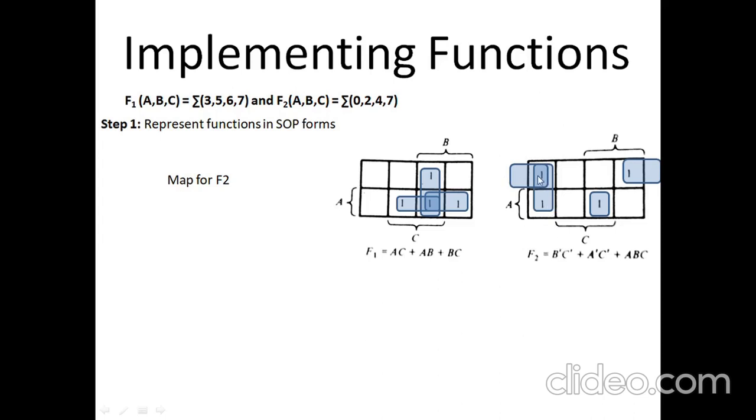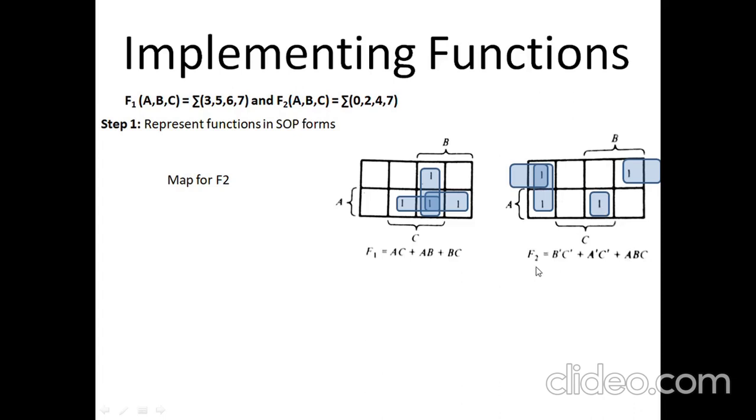Next, this square and this square form a group of 2 squares. So a prime and c prime. C prime covers this whole group. So a prime c prime is the product term for this second group. Next, we have the final single square group, which is covered by A, B, and C. So ABC is the product term for this group.